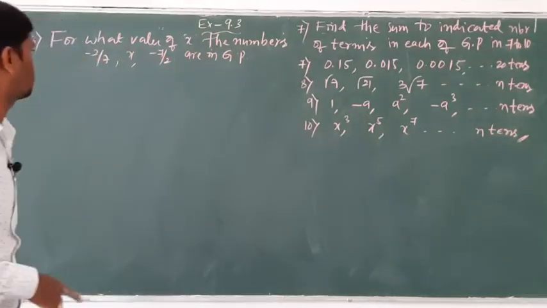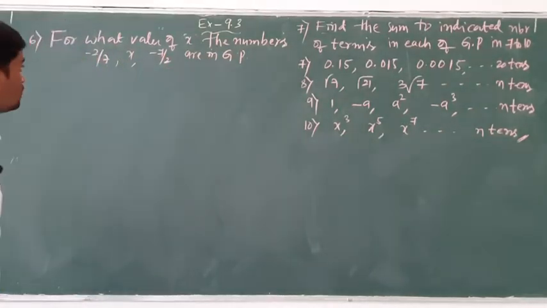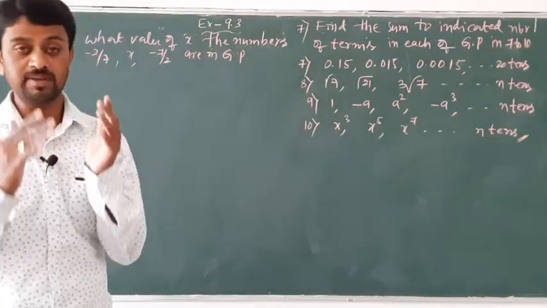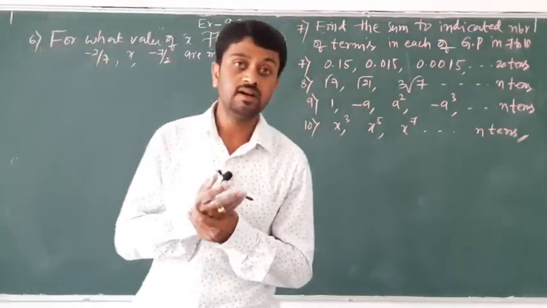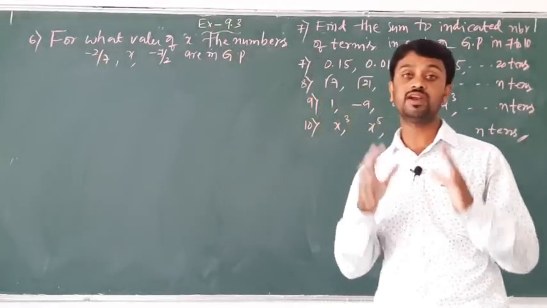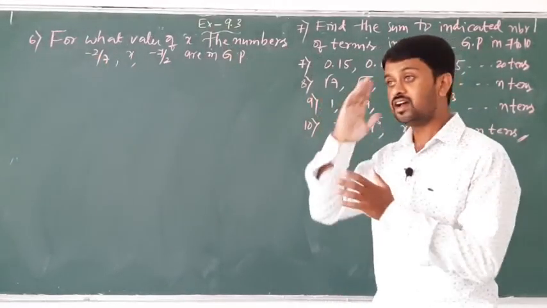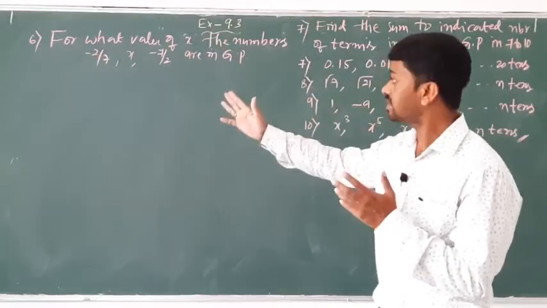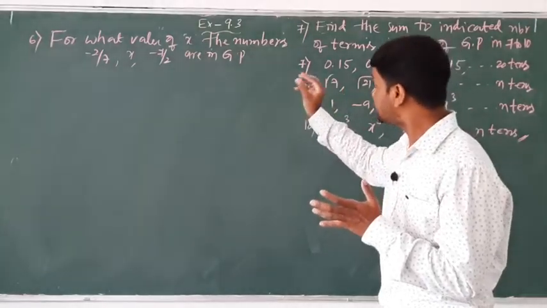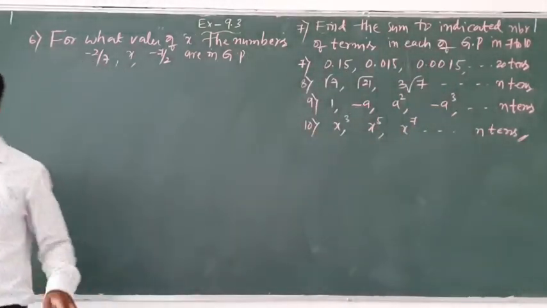The sixth one. For what value of x are the numbers minus 2 by 7, comma x, comma minus 7 by 2 in GP? What values of x they are asking. Yes, any idea? Listen, tell me, is it in GP or in GP? Okay, and also put a question mark.